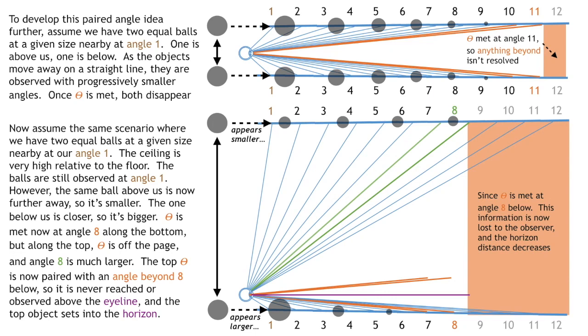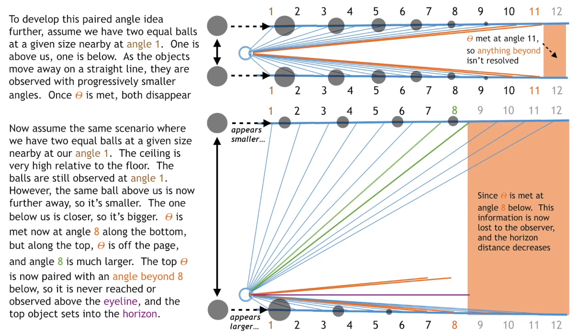But let's alter our diagram now, and now assume the same scenario where we have two equal balls or objects at a given size nearby at our angle 1, but the ceiling is very high relative to the floor now. We've pushed the ceiling up much higher. The balls are still observed at angle 1, however the same ball above us is now further away, so it's smaller. The one below us is closer, so it's a little bit bigger. Theta is met now at angle 8, let's say, along the bottom, because we compressed those lower visual angles. But along the top, theta is off the page, and angle 8 is much larger.